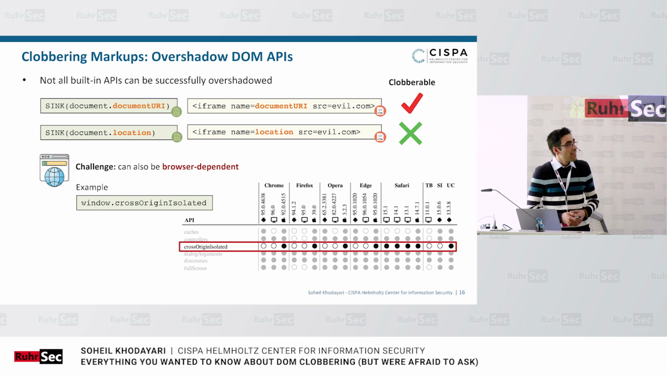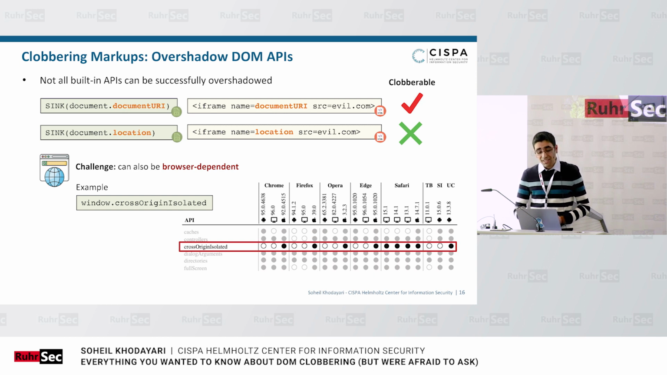Now, not all of these built-in DOM APIs can be successfully overshadowed because there are protection mechanisms against clobbering them in browsers. So for instance, we have document.documentURI, which can be successfully clobbered in most browsers with an iframe named documentURI. But you cannot clobber document.location in any browsers today, because if you could do that, you could set a JavaScript URI and achieve cross-site scripting.